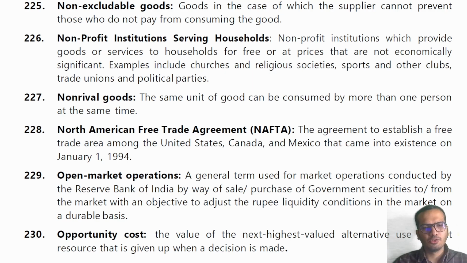Then we have non-rival goods, the same unit of goods that can be consumed by more than one person at the same time. Then comes North American Free Trade Agreement, NAFTA. So the agreement to establish a free trade area among the United States, US, Canada and Mexico that came into existence on January 1st, 1994.